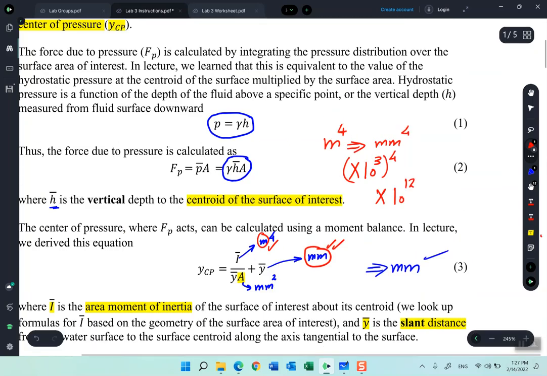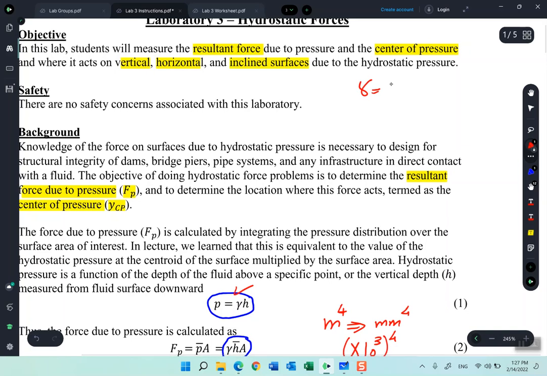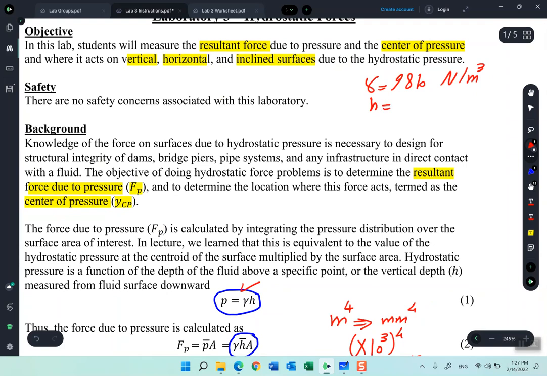So let's do another example, and it's a little bit harder. I will do that because in this equation, you will also do unit conversion. It won't be an easy task. We have gamma equals 9810 newton per meter cubed. And again, in most cases, especially in this lab, you will have h in millimeters, and you would like to calculate the pressure.